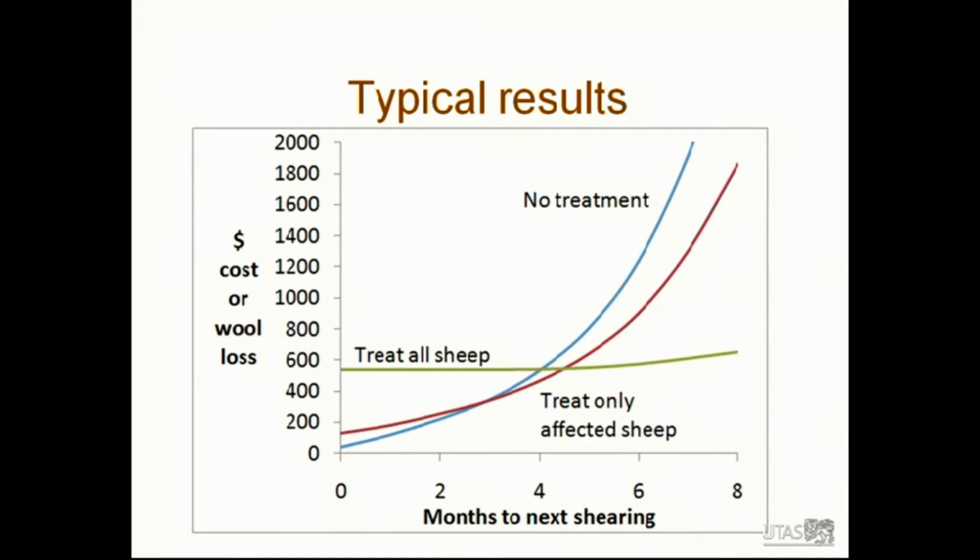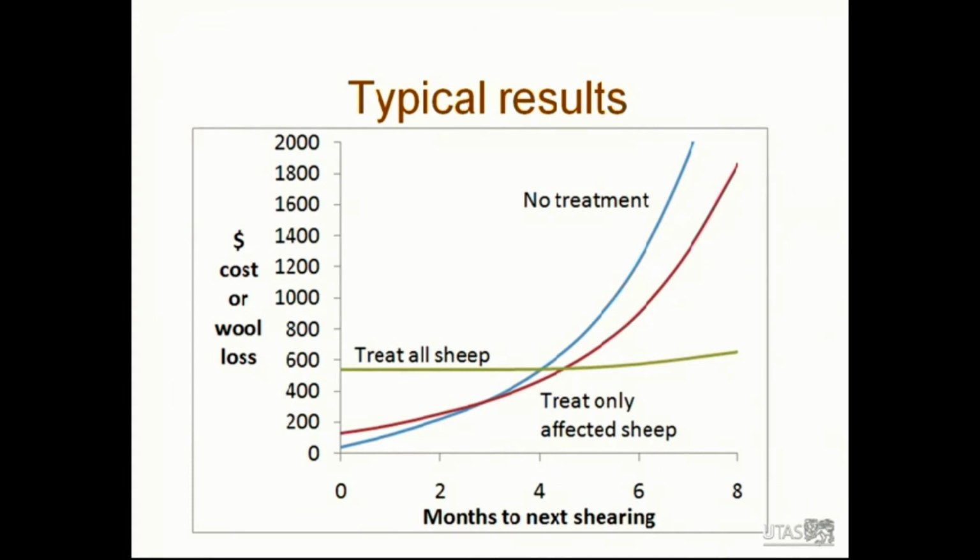Now you can see that in this particular situation I've got here, if you've got less than 4 months to the next shearing, then on an economic basis you might as well just let the sheep go, don't treat them. You'll get some wool damage, but it will be less than it would have cost you for the treatment of the sheep. Clearly, if there's more than 4 months to go to shearing, then you're much better off to go and treat them right away and keep that damage to reasonable levels.